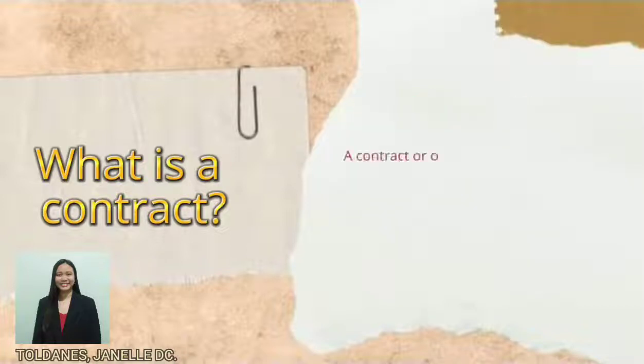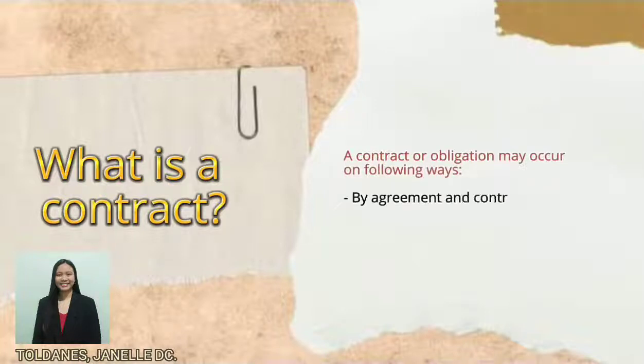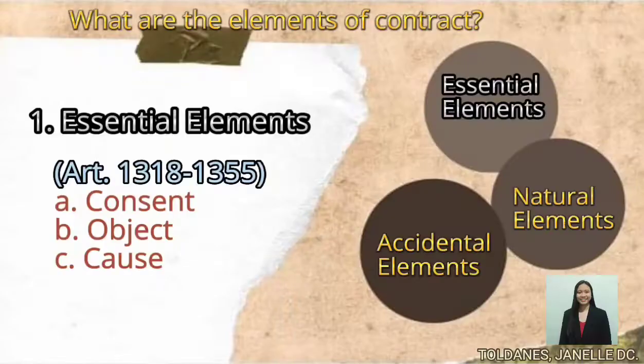A contract or obligation may arise in the following ways: by agreement and contract, by standard form contract, and by promissory estoppel. And now that we basically know about contracts, let us identify the elements of a contract. The first major element of a contract is the essential element. Essential elements are the elements without which there can be no valid contract. These elements are consent, object or subject matter, and cause or consideration. It has three major parts: the consent, object, and cause.